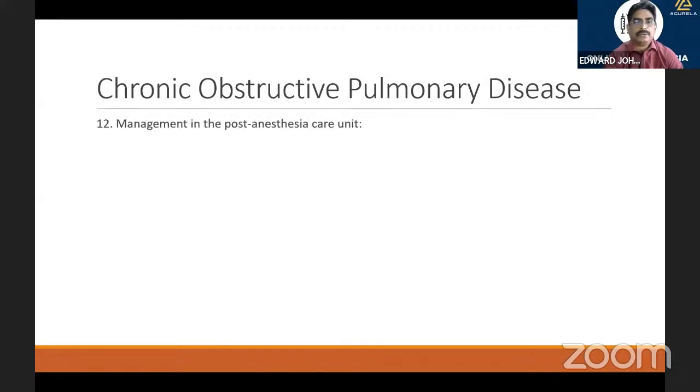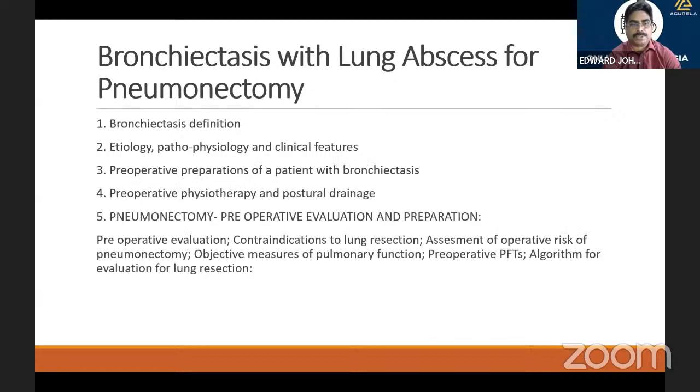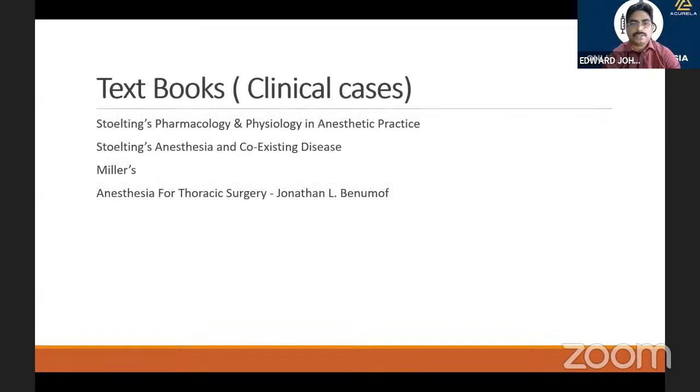So coming to the bronchiectasis and lung abscess cases, this is a pneumonectomy case. Similarly, the pathogenesis, your definition, preoperative preparation, and intraoperative complications. When you are going to tell about lung isolation and separation, you tell them what you are doing in your institution. The PG said that we are not using bronchial blockers in our institution. So that should be the answer. You have to answer which type of lung separation you use in your institution. Likewise, coming to the textbooks, these are the textbooks you have to follow.